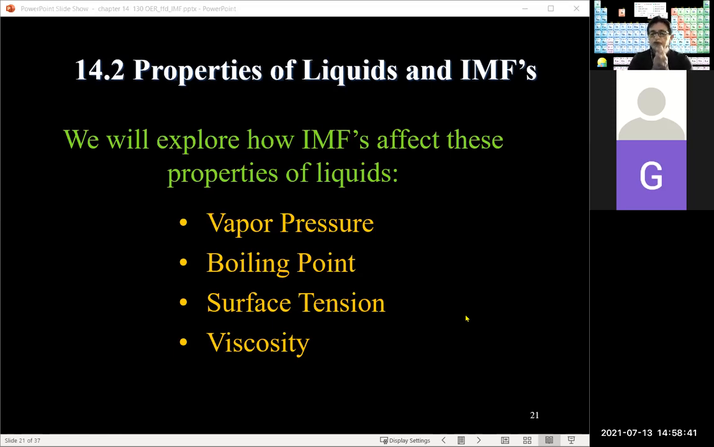And the same is true for boiling point. If a molecule is holding on to its molecules tightly, it's going to take a lot of energy to break up that interaction to shove those liquid molecules into the gas phase.